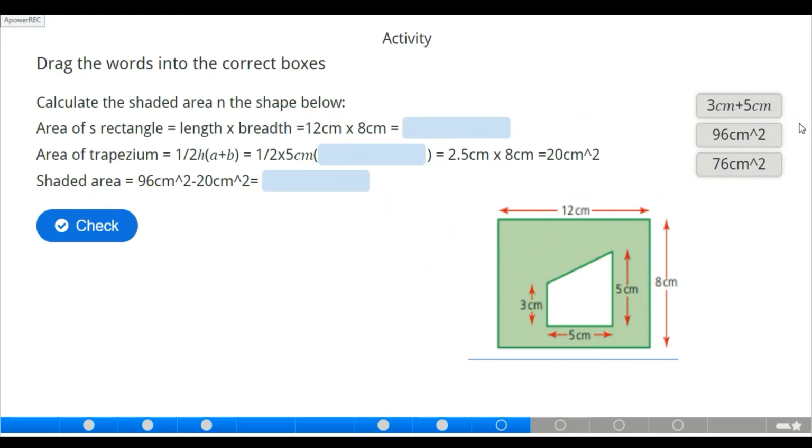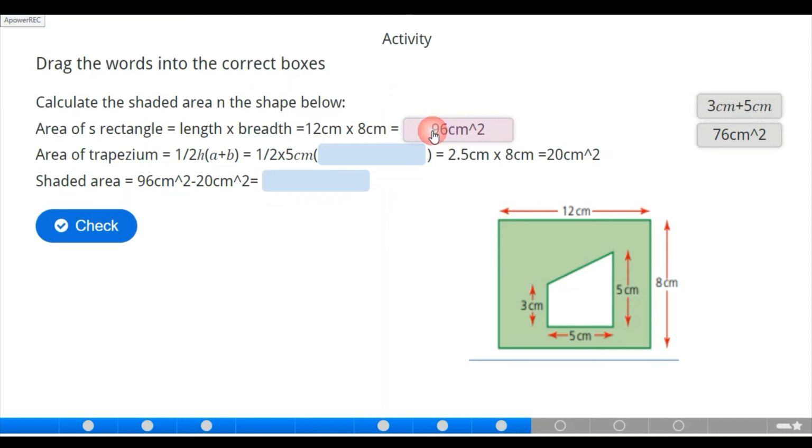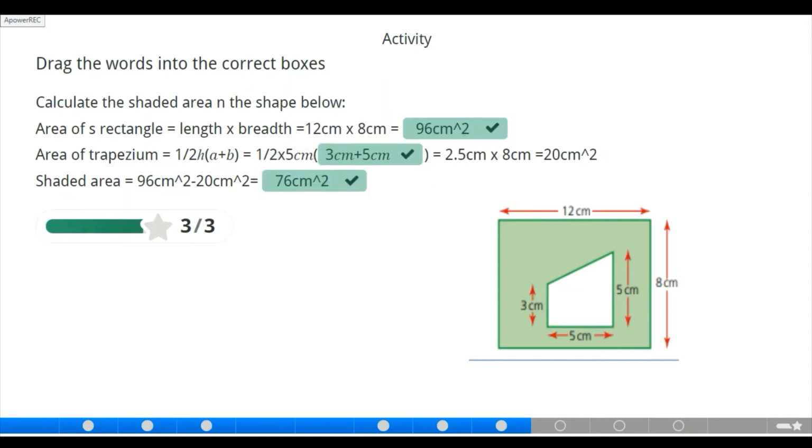So let's fix the right answers into the boxes and let's see what we have. 12 centimeter times 8 centimeter will give us 96 centimeter square. The missing portion here is the bases of the trapezium, which are 3 centimeter and 5 centimeter. Now 96 centimeter square minus 20 centimeter square gives us 76 centimeter square, and that is the area of the shaded part of that shape.